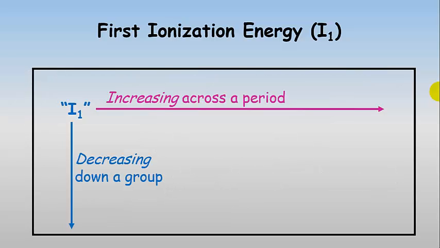Okay, so here is our trend for first ionization energy. So in general, again, not focusing on the jigs and jags, increasing across a period and decreasing down a group.